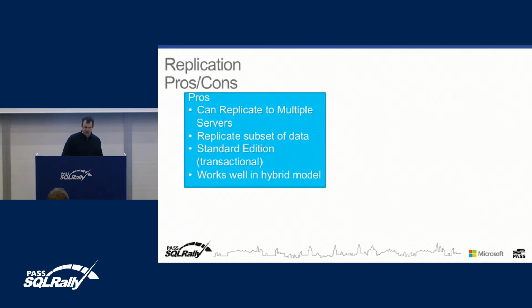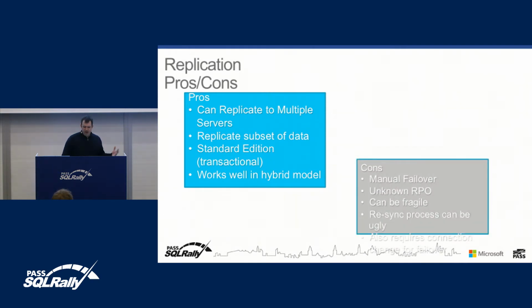Transactional replication is in Standard Edition. This works pretty well in a hybrid model. It's really straightforward. The cons of the process are it's once again manual failover, so there's no way to do automation. And it's also a database at a time. We have an unknown recovery point objective, so it's really hard to tell how far you are behind.